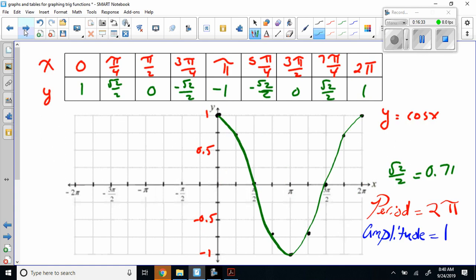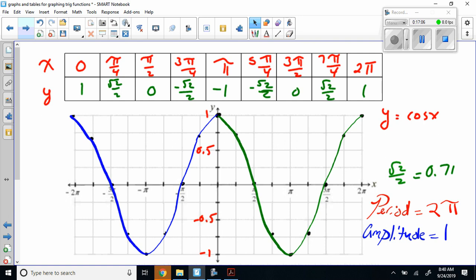Now, we've got here, there, here, there, here, there, and then up there, right? So I'll do this in blue. There. Now, does yours look like mine? Okay. Any questions on that?